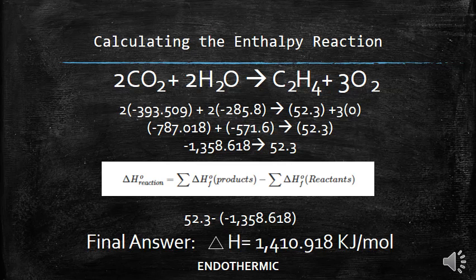So we're taking 52.3 and moving it to the front, and we are going to subtract negative 1,358.618, and when you subtract a negative, that becomes addition. So it's basically 52.3 plus 1,358.618, and the change in heat that I got for my final answer is 1,410.918 kilojoules per mole. And this is an endothermic reaction because it is a positive number, and that means that the water is going to be gaining heat, and an endothermic reaction means that it is taking and absorbing energy or heat.